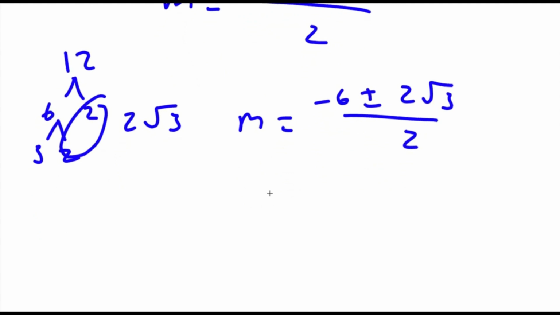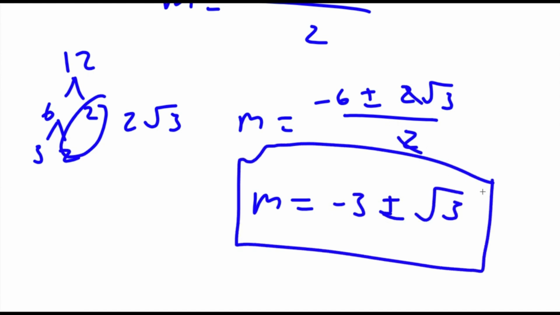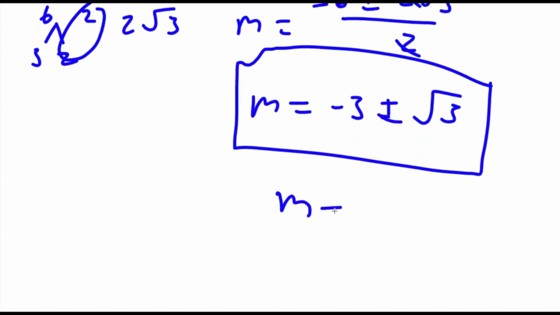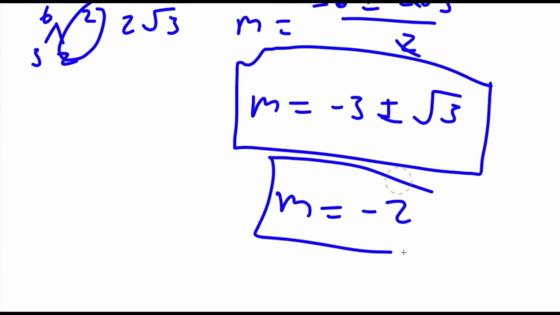Now if I divide these by 2, I get m is equal to negative 3 plus or minus, these two cancel out, so square root of 3. So this, on top of m is equal to negative 2. So these are my three values of m.